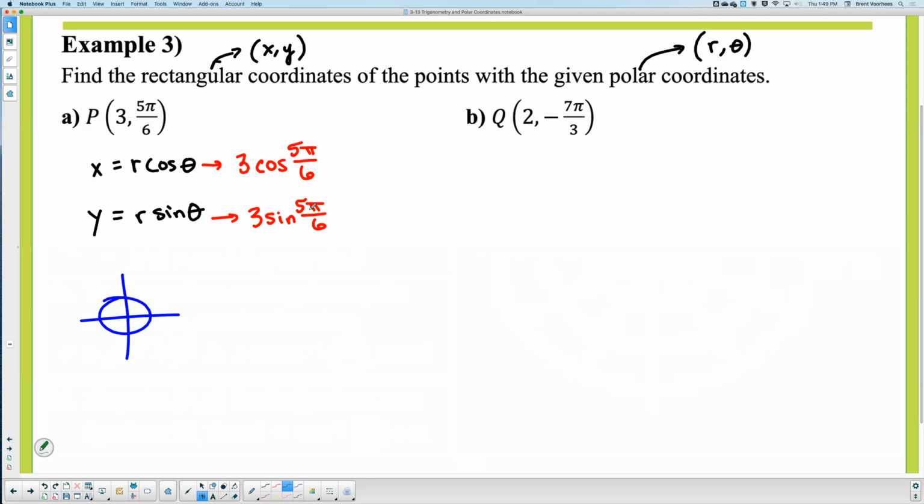What quadrant is 5 pi over 6 located in? 2. Draw a little arrow there. And what I want you to put is that in the second quadrant, tell me about x. Is x positive or is x negative? I want you to put that x is less than 0. Tell me about the y. Put y is greater than 0.